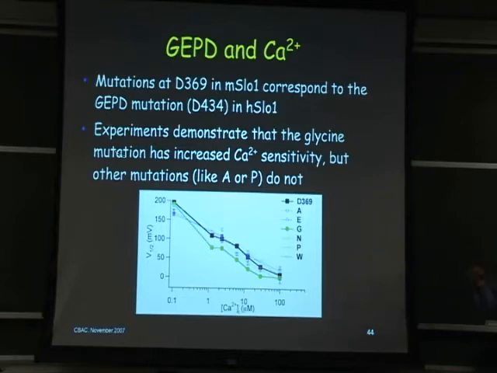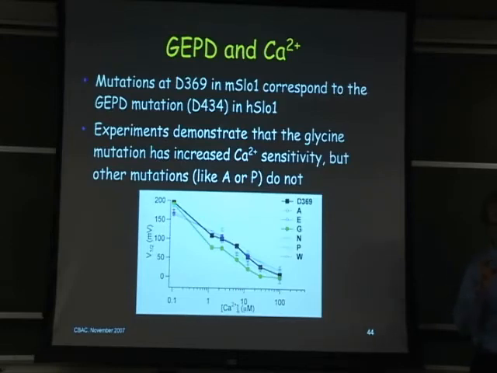Experiments showed that this glycine mutation, which was again the hallmark of this GPD condition, increases the calcium sensitivity. So now we're looking at the V1/2 for channel opening as a function of calcium concentration. The wild type channel is this thick black line here. The series of alanine, glutamate, asparagine, proline, and tryptophan traces shown here don't differ significantly from the wild type. But the glycine mutation shows an increase in calcium sensitivity. So it opens at a lower voltage for the same calcium concentration. What's interesting, though, is that things such as alanine and proline don't show this effect.